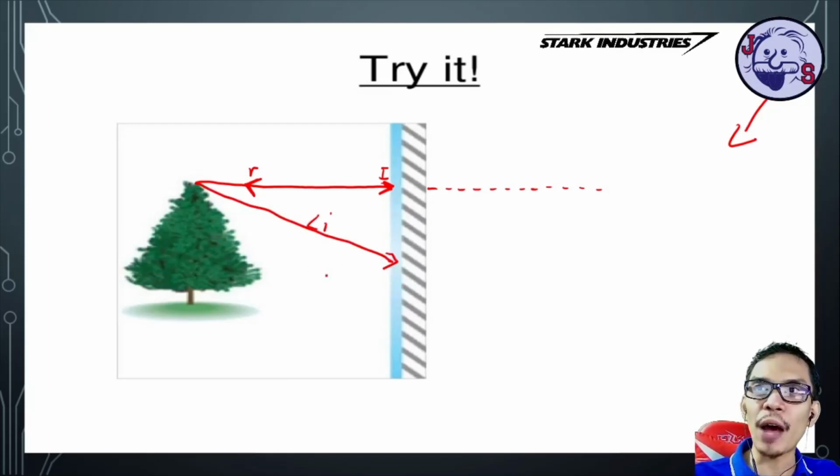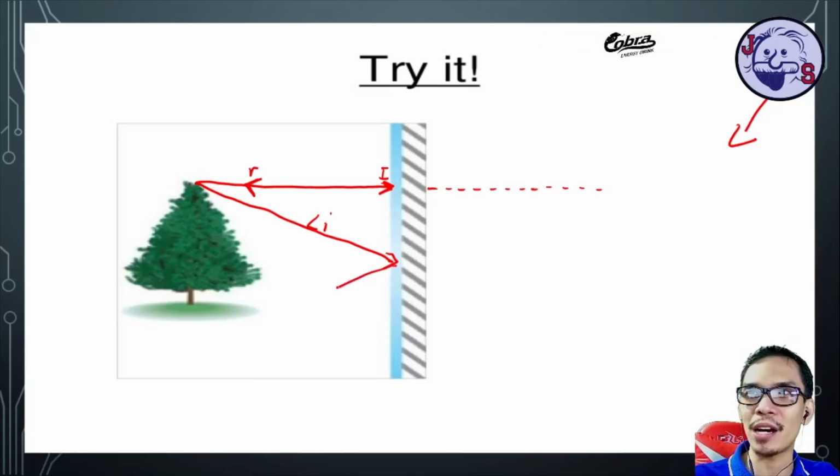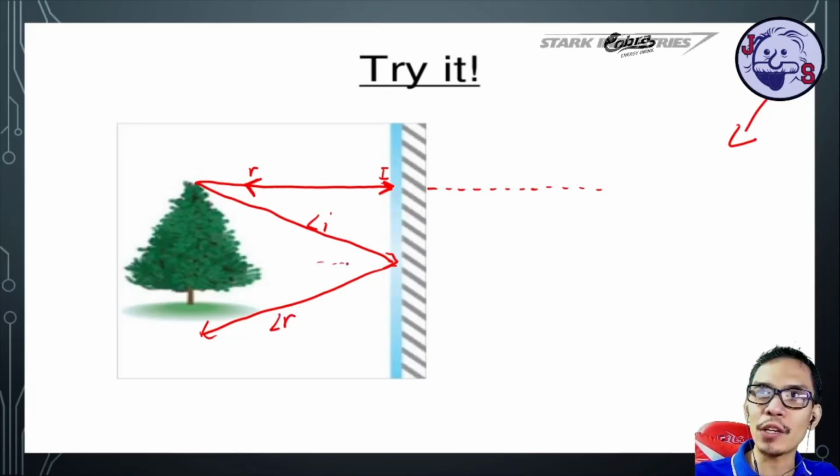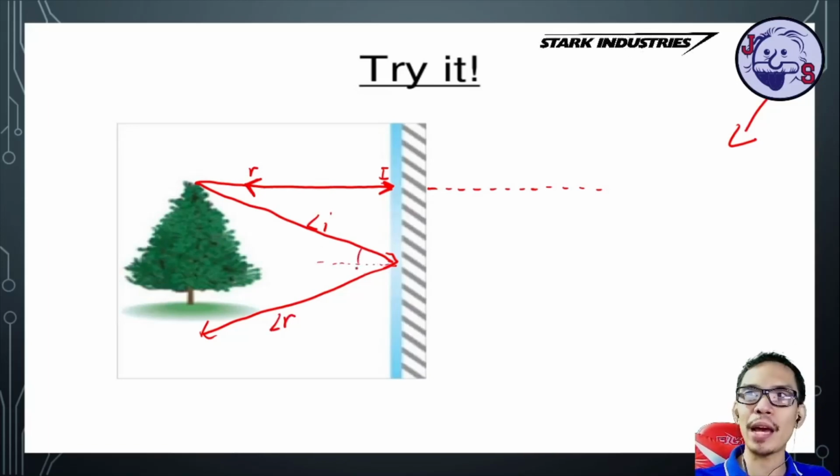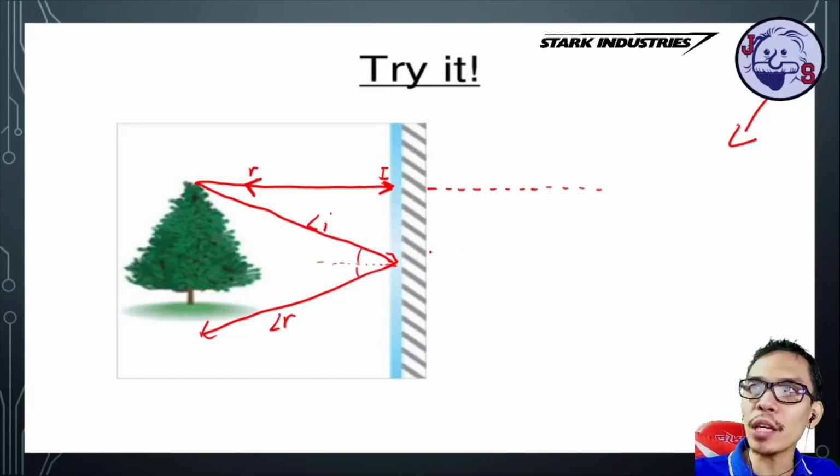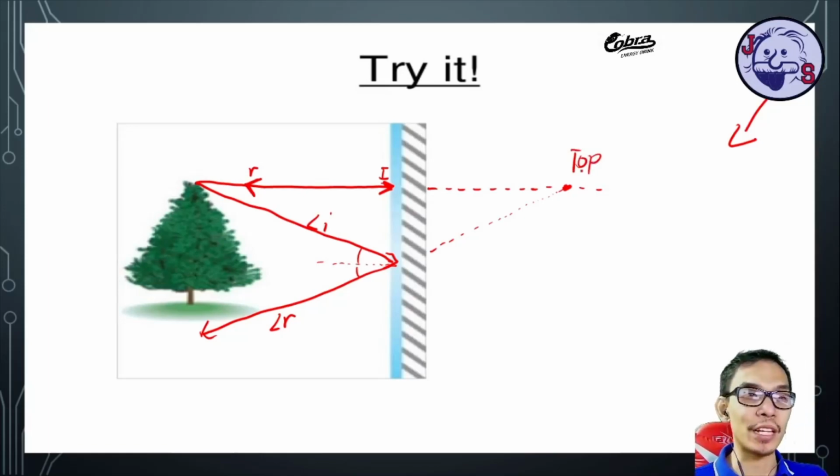Next one. Following the law of reflection, and since I don't have any protractor at all, I will just assume that the light goes this way. So this will be your reflected ray. This is the normal line, and this is the angle. So we can continue the reflected ray behind the mirror. There you go. That is the top part of your object. So there you have it.